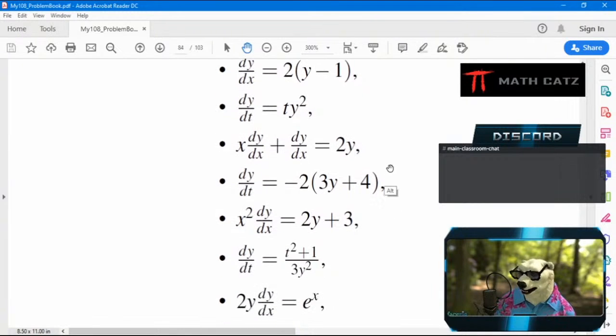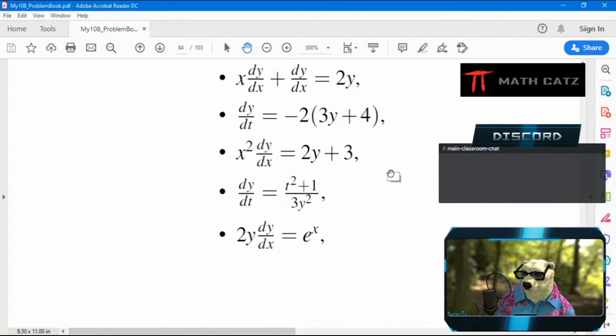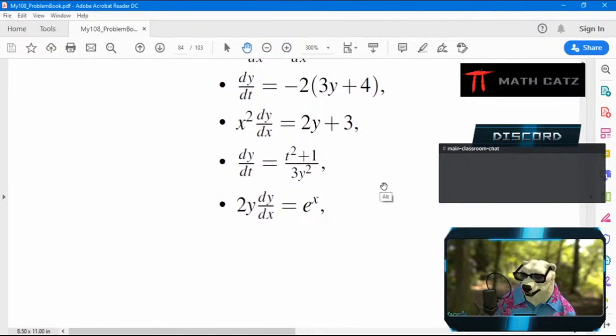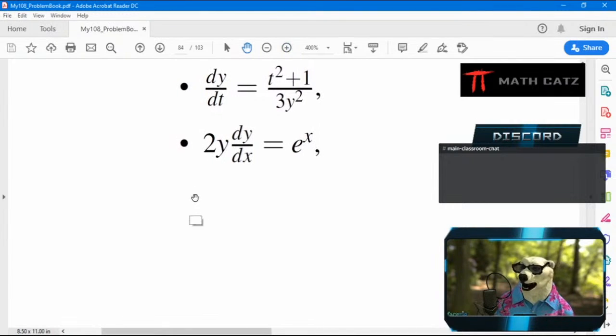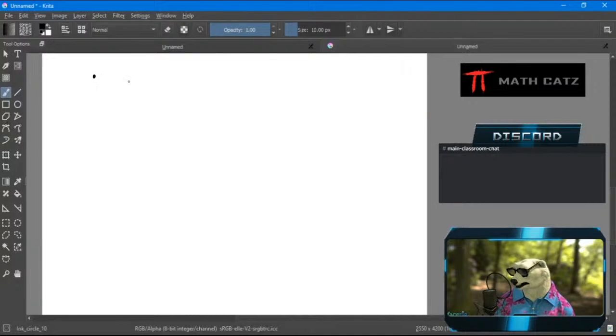Let's see. Looking for, let's go this one. Don't want to jump up in complexity too fast. Let's go with that top one. Now I have dy dt equals t squared plus 1 over 3y squared. Is that a separable equation? Yes, it is.